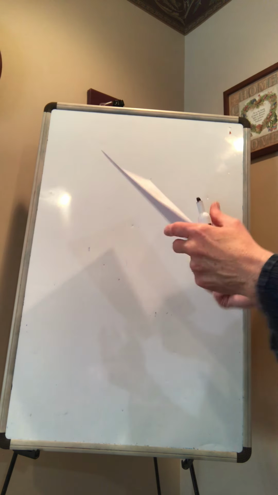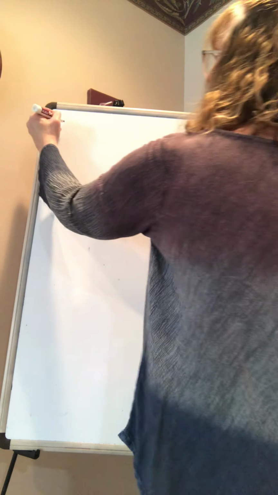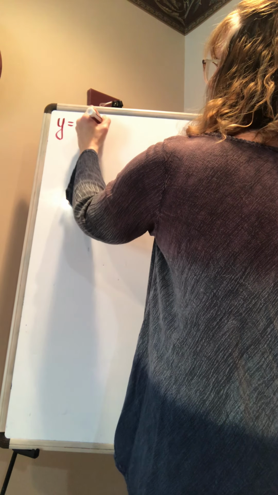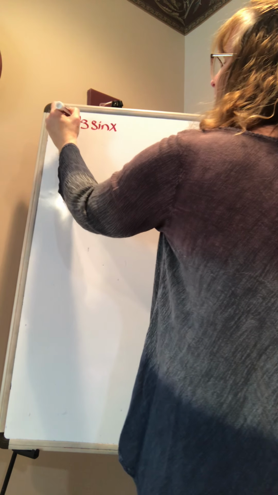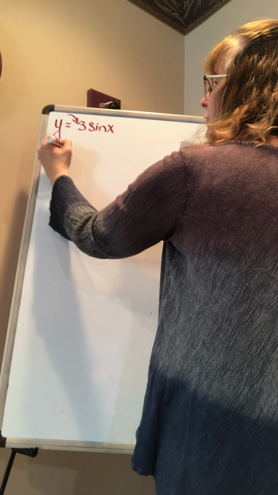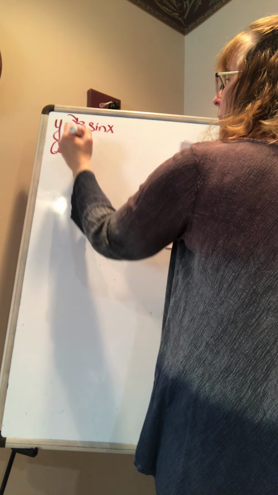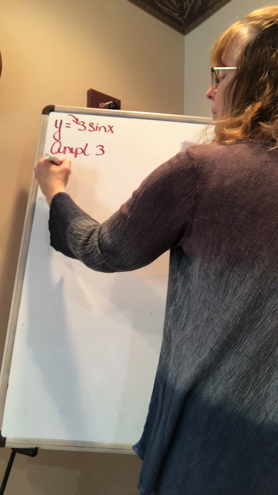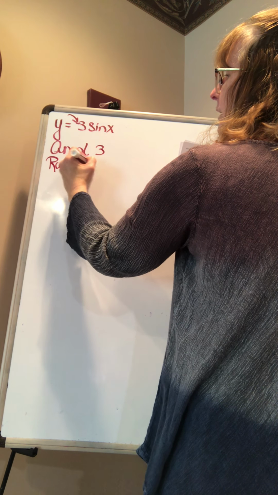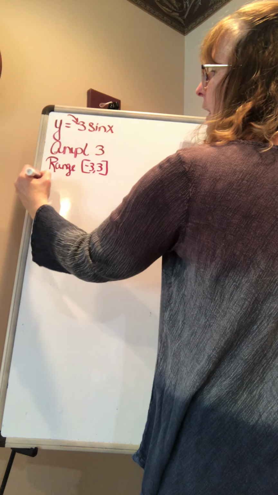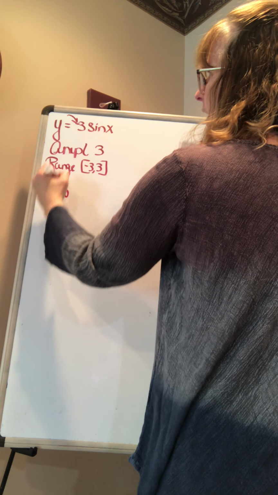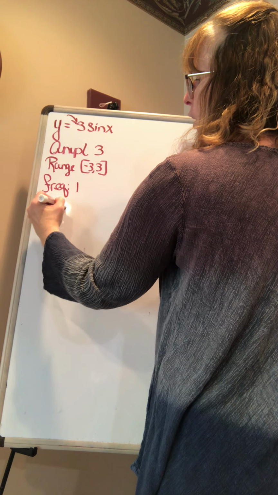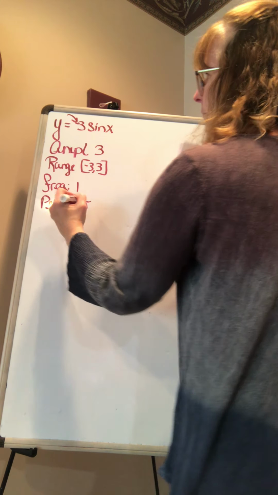All right, so now if I take this next one, y is equal to -3 sine of x. Again, I have this negative. My amplitude is still the number 3, absolute value. My range is going to oscillate between -3 and 3. My frequency is 1. And my period, 2 pi over 1, 2 pi.